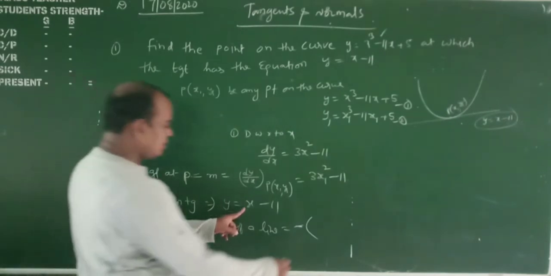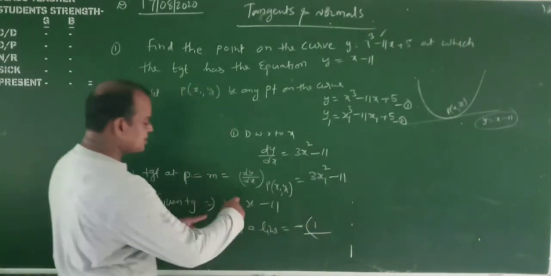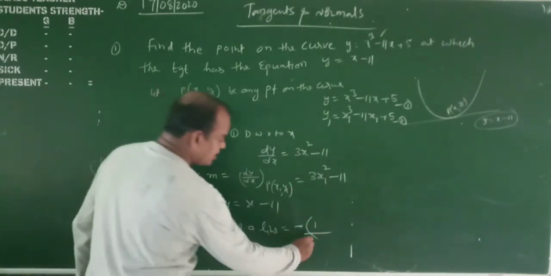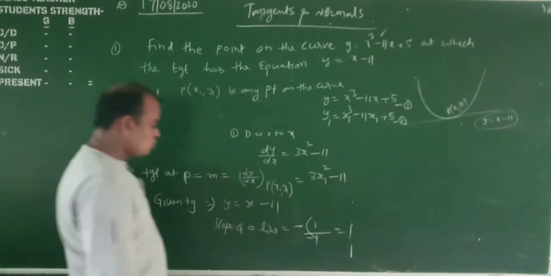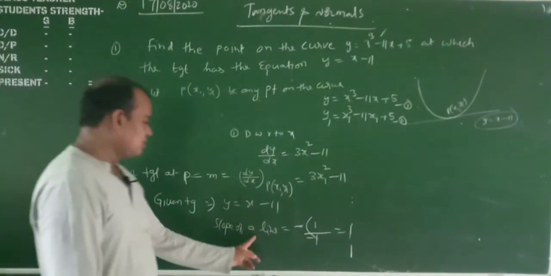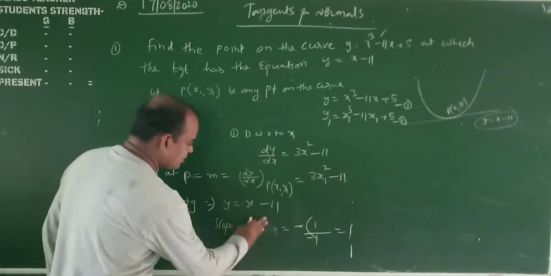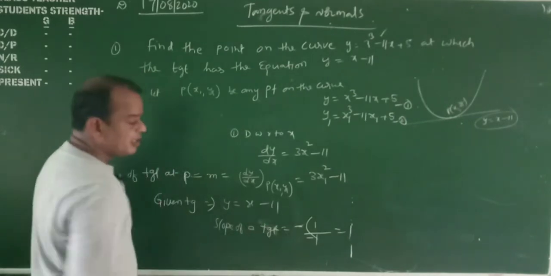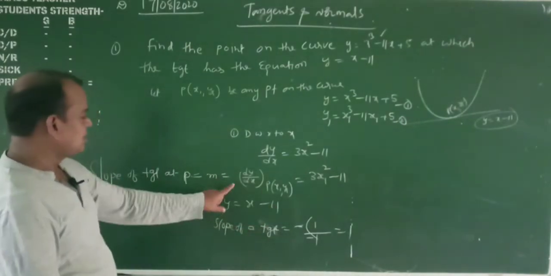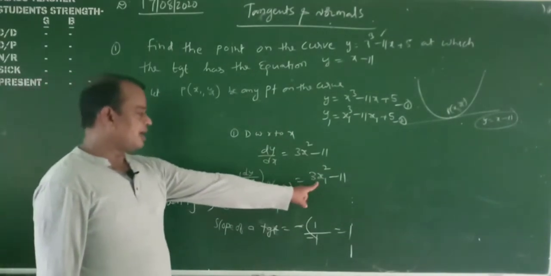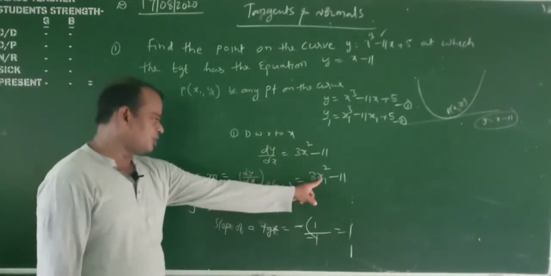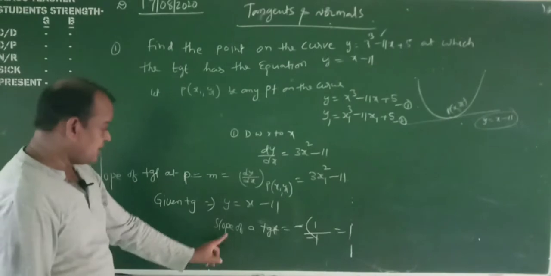What is the x coefficient? 1, by the y coefficient, which is on that side, that is minus 1. So the slope of the tangent line is equal to 1. But the tangent to the curve at the point has the slope 3x1 squared minus 11. The given tangent has the slope 1.